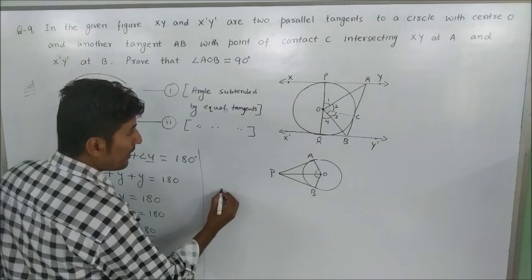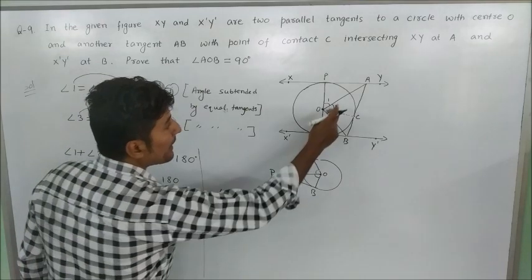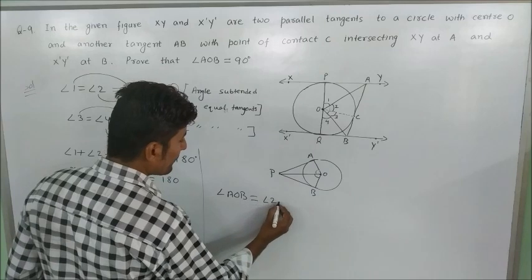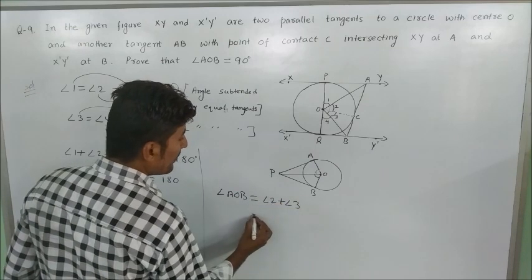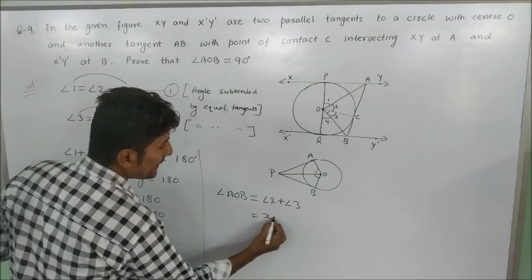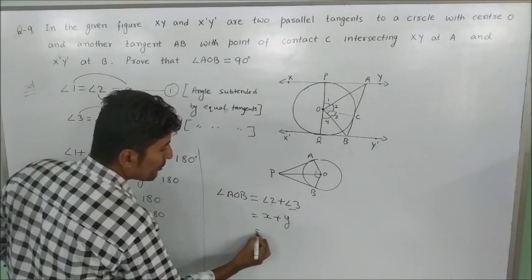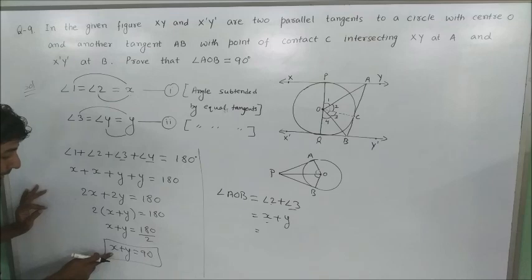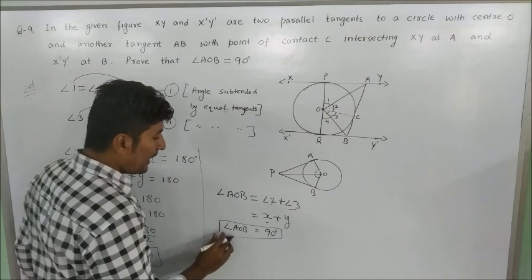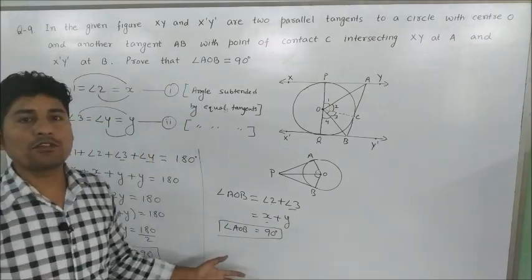So here we can write angle AOB is equals to angle 2 plus angle 3. Angle 2 is equals to x. So we can write here x plus angle 3. Angle 3 is equals to y. So we can write here y. So x plus y. We have already calculated x plus y is equals to 90 degree. So here we can write 90 degree. Hence we can say angle AOB is equals to 90 degree. So this is the final solution of this question.